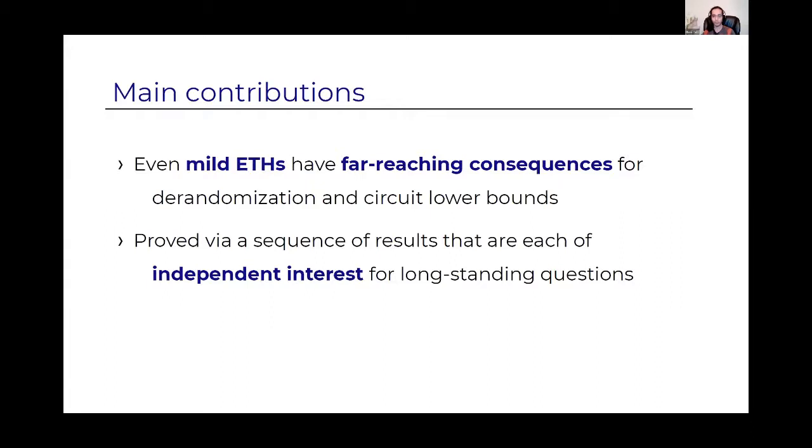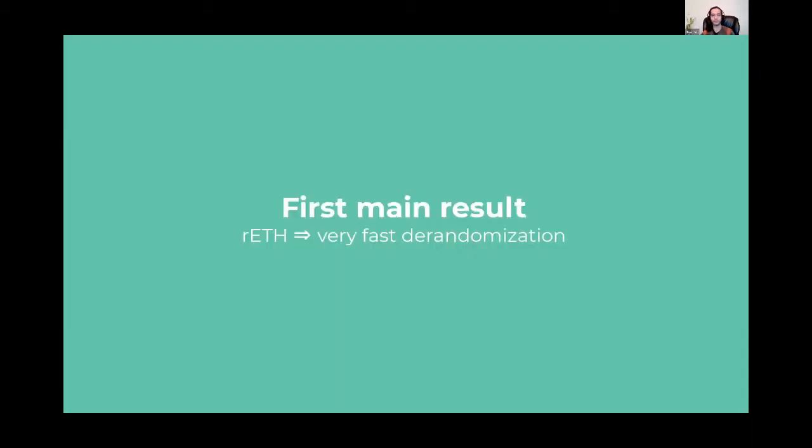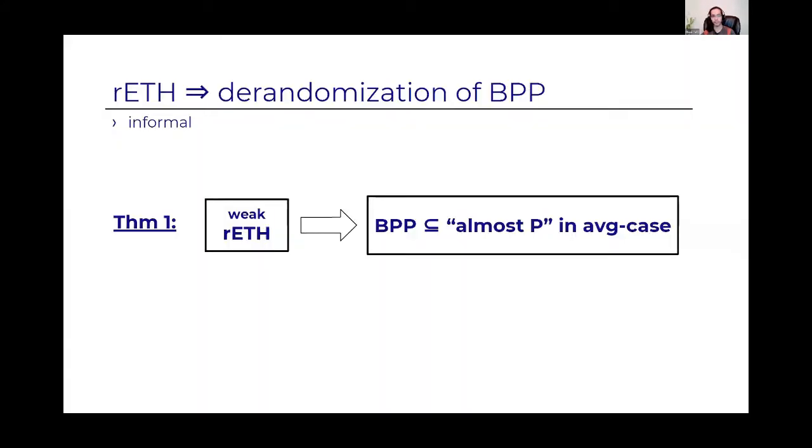Each one I'm going to just describe the result in context, and in that I'm going to very briefly mention several other results in the paper. So let's turn to the first main result, which deals with RETH, the randomized exponential time hypothesis, and says that under RETH, BPP can be simulated in almost polynomial time, on average.